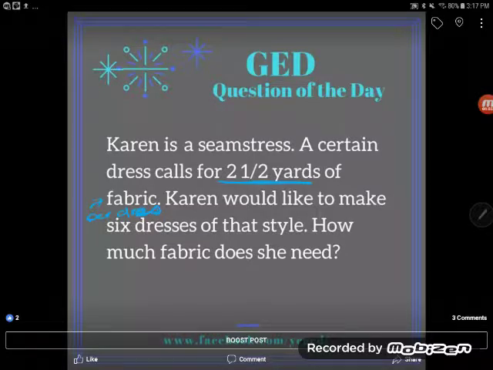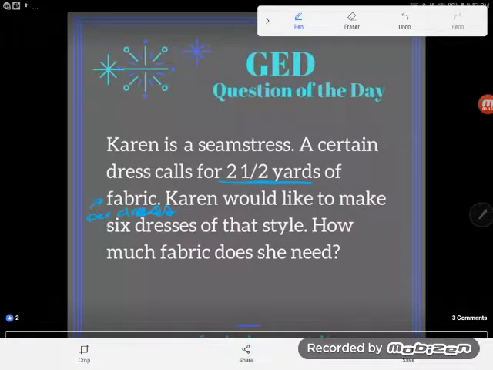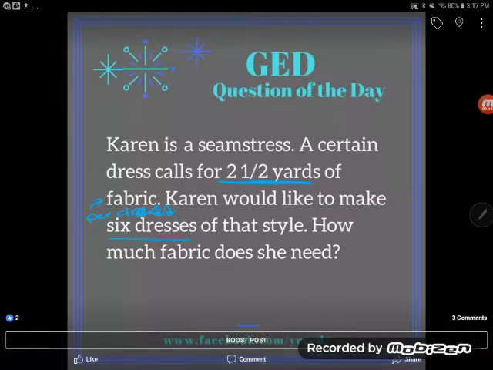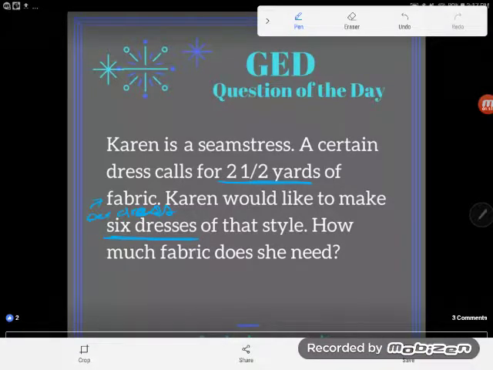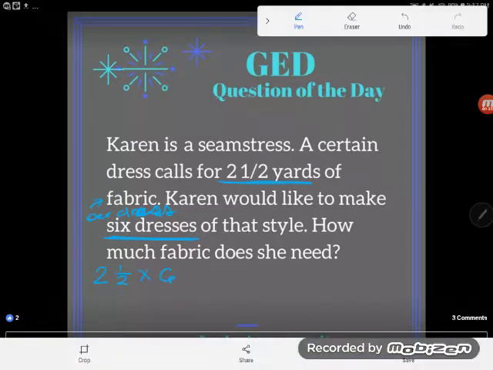Okay, per dress. And I see that Karen is not going to make just one dress, but she wants to make 6 dresses. She's going to use 2.5 yards of fabric 6 times. And so probably the mathy way that most math people would think to do this is just take 2.5 and multiply by 6. And that's a reasonable thing to do.